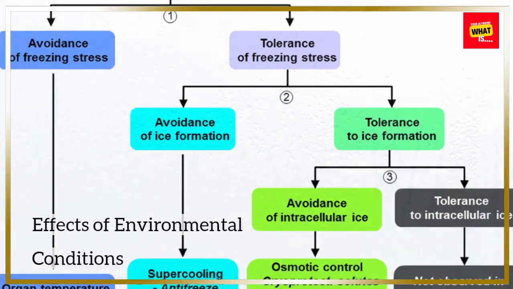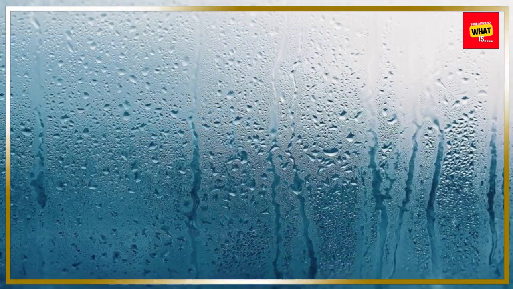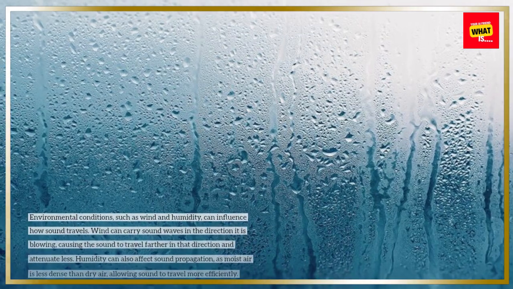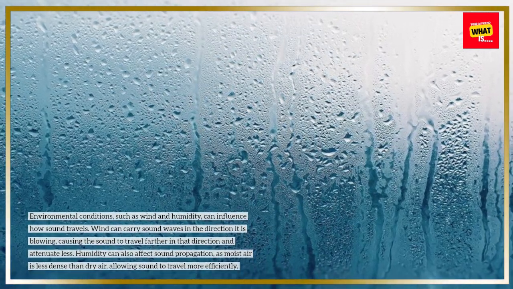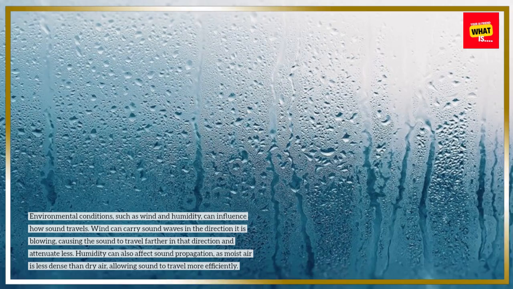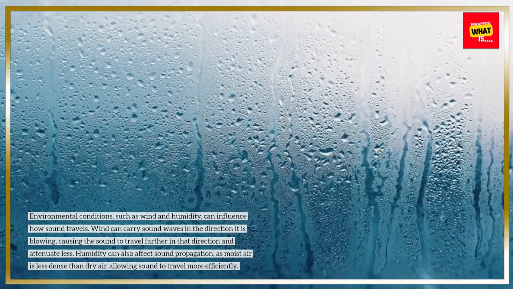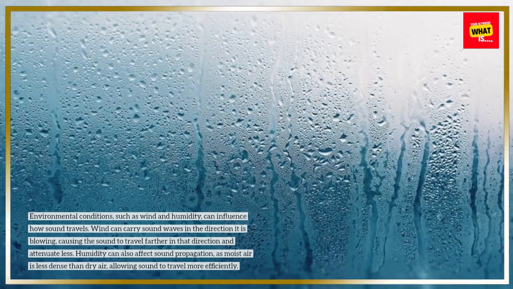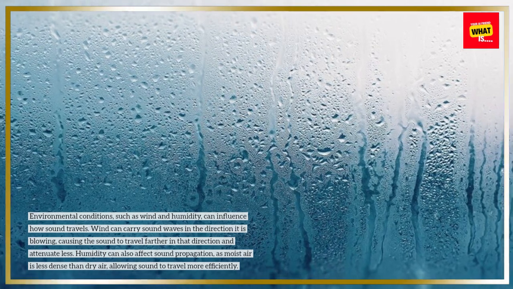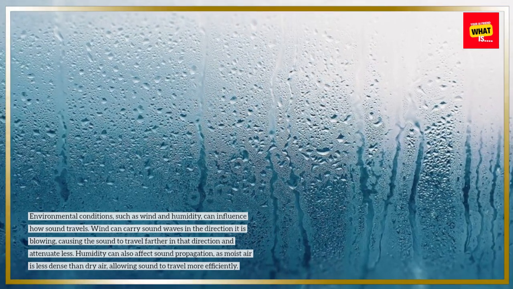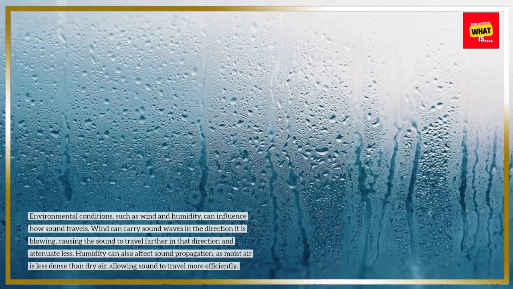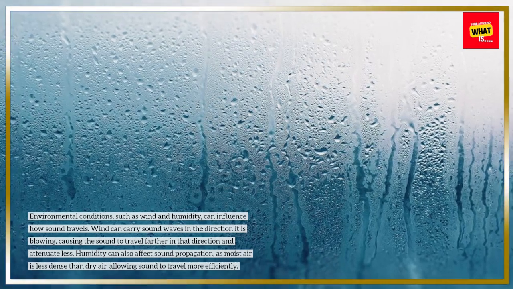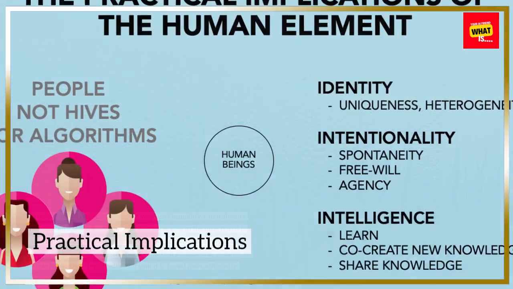Effects of environmental conditions. Environmental conditions, such as wind and humidity, can influence how sound travels. Wind can carry sound waves in the direction it is blowing, causing the sound to travel farther in that direction and attenuate less. Humidity can also affect sound propagation, as moist air is less dense than dry air, allowing sound to travel more efficiently.